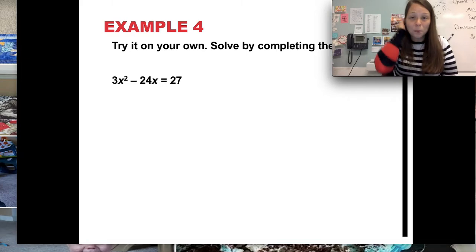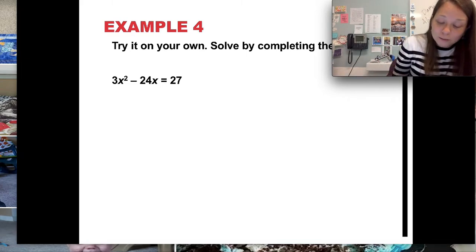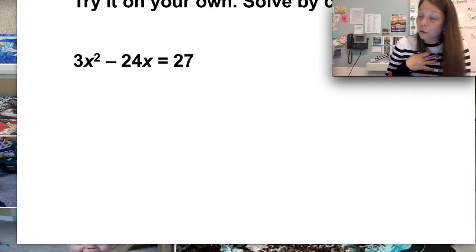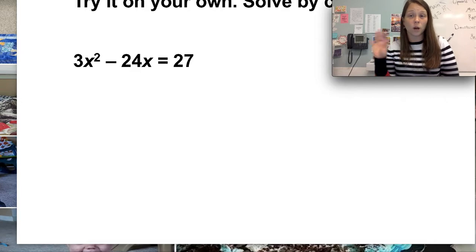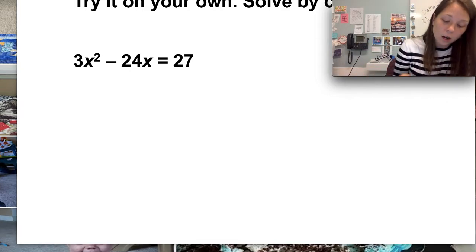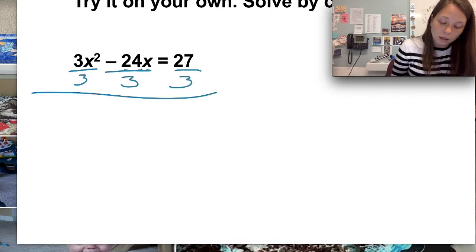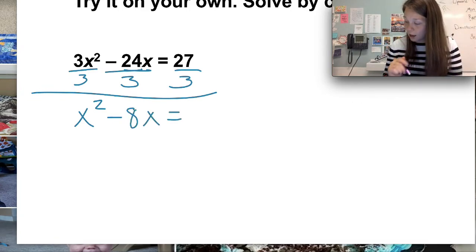All right, so first things first, we need to go through and apply step 2. We don't need to worry about applying step 1 because all of our x terms are on one side and non-x terms are on the other. But step 2 says we need to get our value of a to be 1, so I need to divide everything by the leading coefficient. Getting me x squared minus 8x equals 9 here.